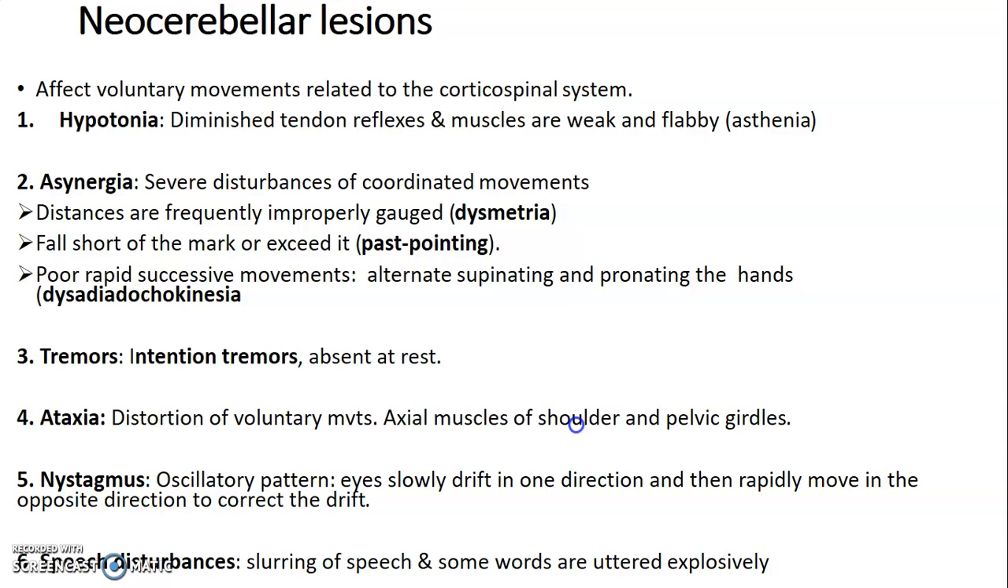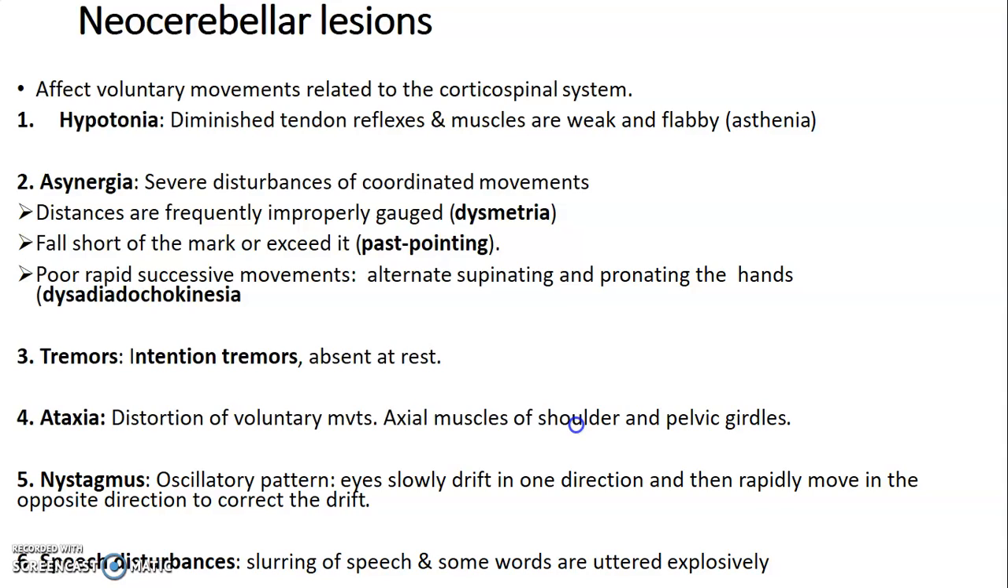Then we have dysdiadochokinesia, which is impaired rapid successive movement. So you tell the patient to alternate supination and pronation of the hand, and they have to do it quickly. Usually if they have a cerebellar lesion, they'll have poor rapid successive movement.